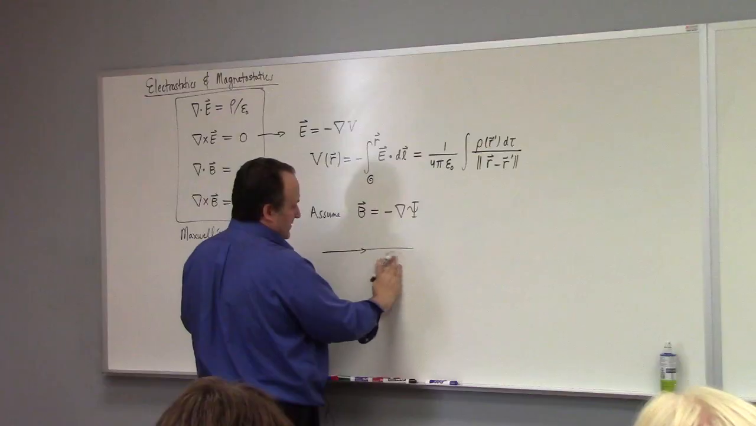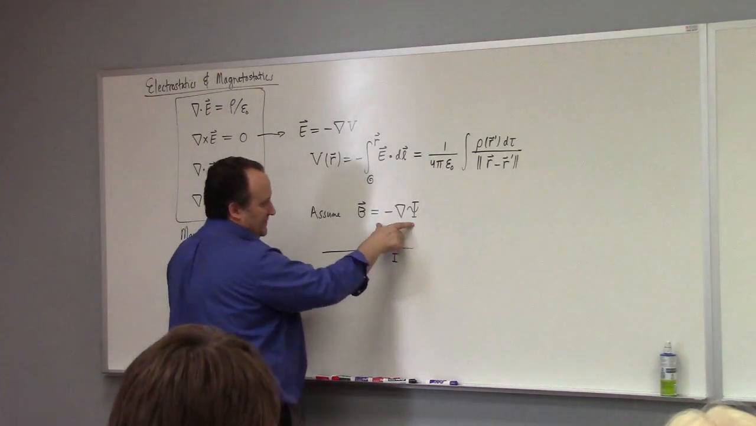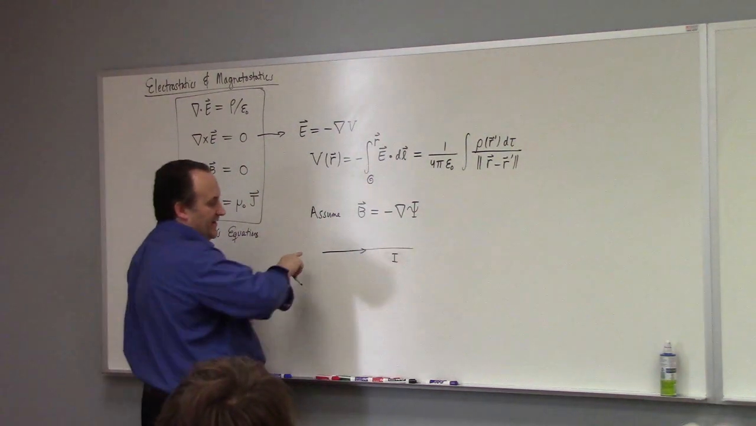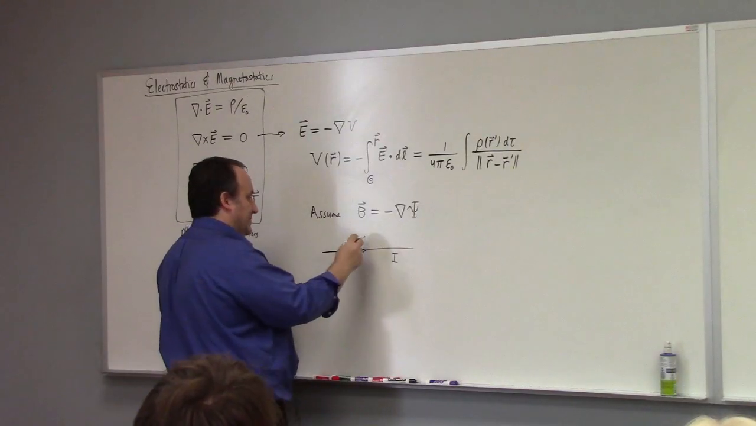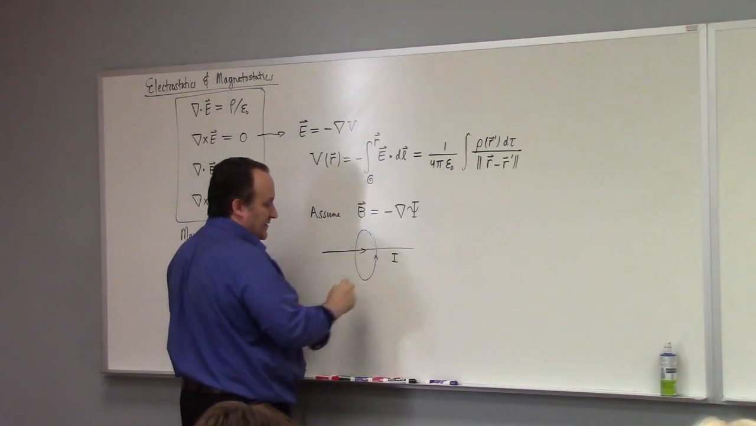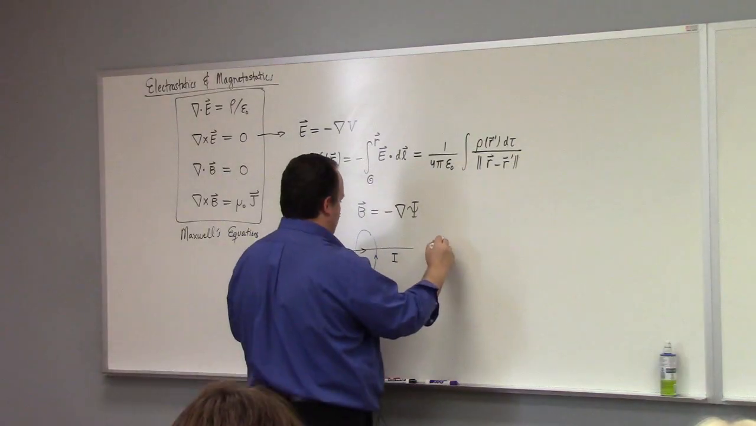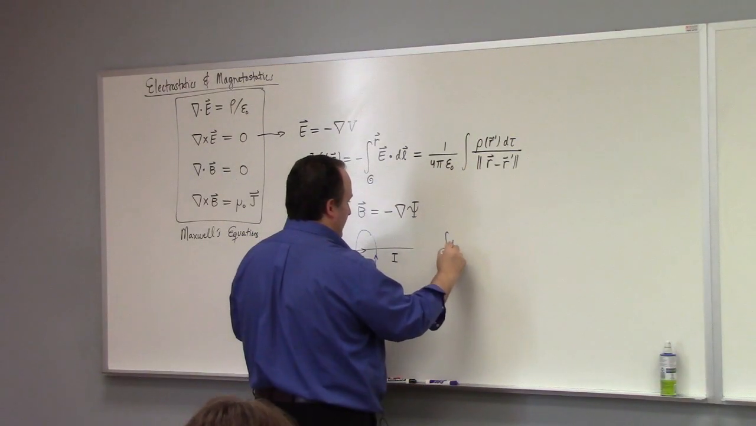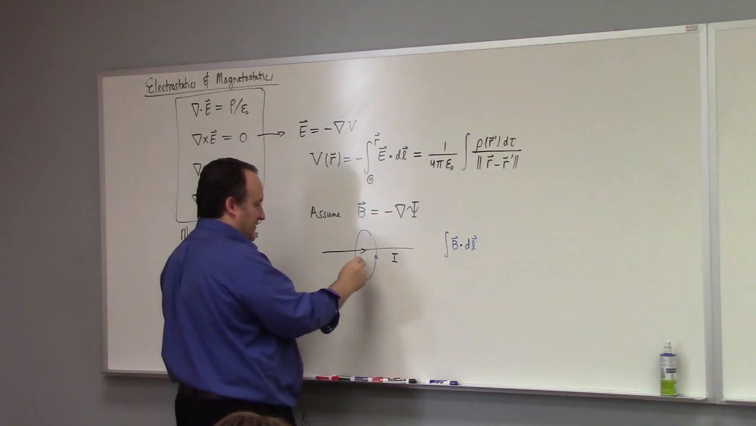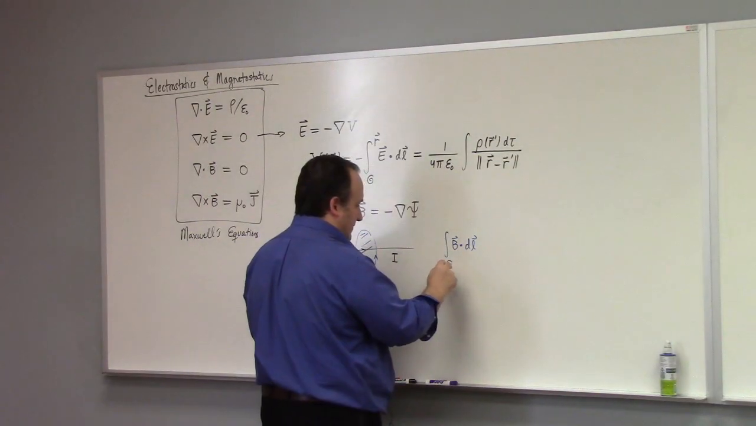Well, if this is my current, let me use I for current, and if I could find a scalar potential for the magnetic field, and I have a current somewhere, if I take a loop around that current, I can then calculate the integral of B dot dl. Let me call this thing S, around the boundary of S is equal to what?